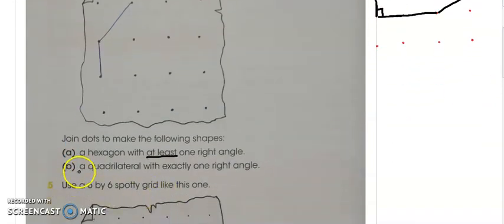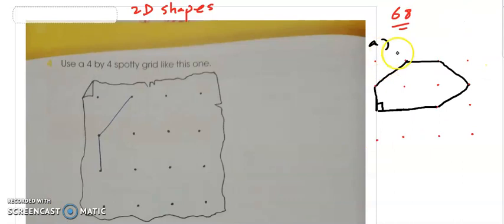And the second part is part B: make a quadrilateral with exactly one right angle. So using again a similar 4 by 4 spotty grid, we need to make a quadrilateral, and we know the quadrilateral is a shape with 4 sides. So let's begin with this one. I will use this one instead of drawing a new one. You can use a new one in your notebook.